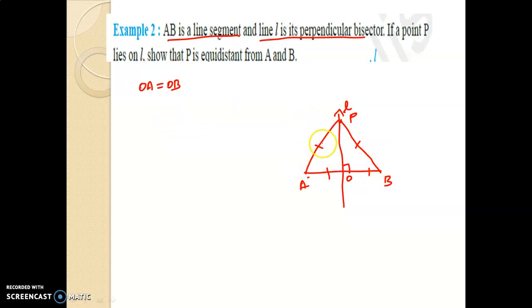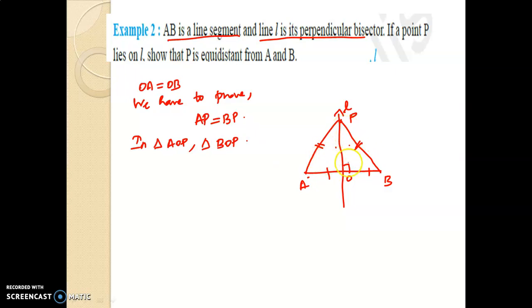So we are going to prove that these two lines are the same length. That is, we have to prove AP equal to BP. Okay, because P is equidistant from A and B, they are asking. Therefore, we are going to prove AP equal to BP. Okay, now check whether they are congruent triangles or not. Let us take these two triangles, that is triangle AOP and triangle BOP.